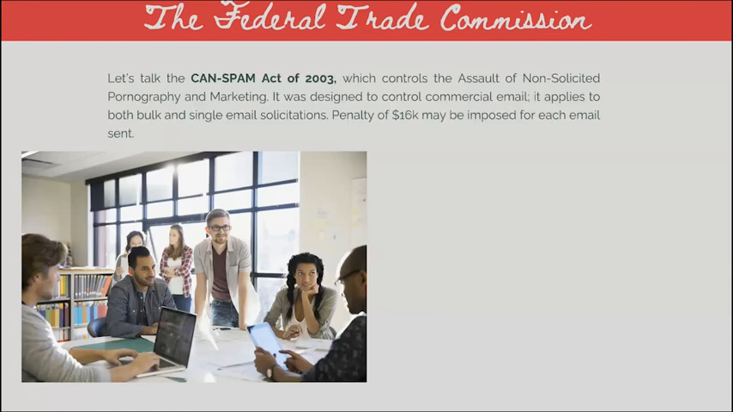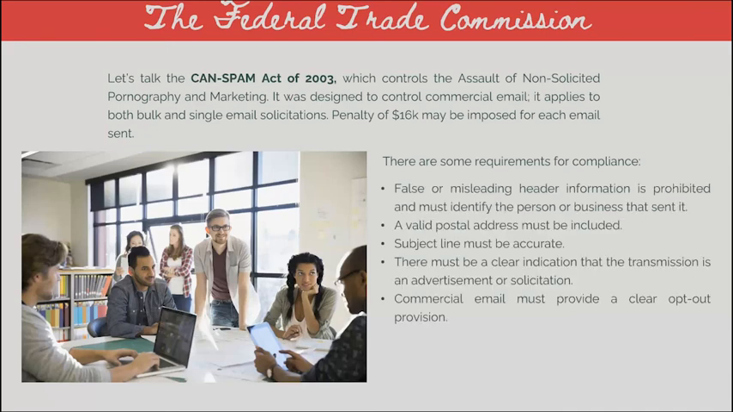Let's talk CAN-SPAM Act of 2003, which controls the assault of non-solicited pornography and marketing. It was designed to control commercial email. It applies to both bulk and single email solicitations. A penalty of $16,000 may be imposed for each email sent. There are some requirements for compliance.